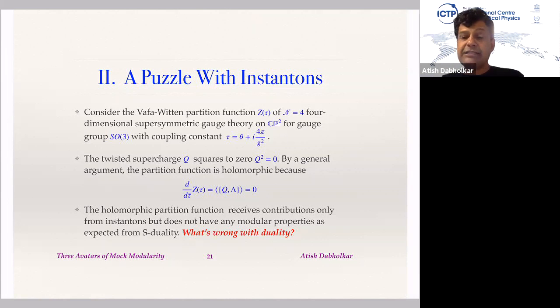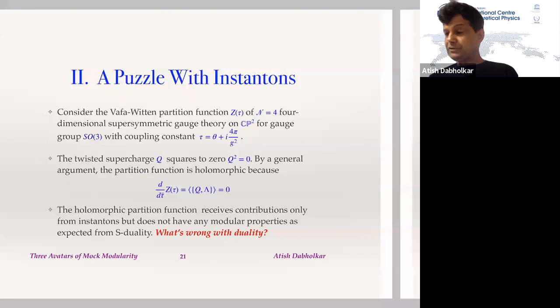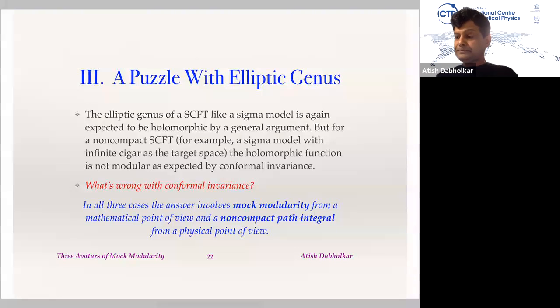And Vafa and Witten used this as evidence for S-duality in the early days of gauge theories. It also was evidence for string-string duality indirectly. But more importantly, it was evidence for S-duality of gauge theories, where the coupling constant goes to 1 over the coupling constant. And if this didn't work, if by the general argument you were going to get a holomorphic piece that is not modular, then clearly there is something wrong with S-duality. So this would be a kind of disaster for S-duality. So it's a puzzle that you need to resolve.